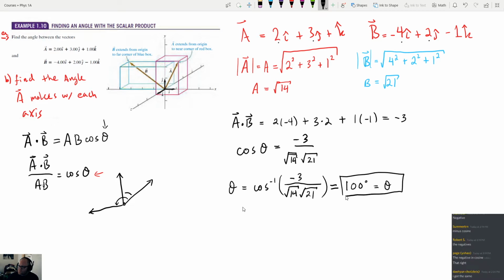How can you tell if it's acute or obtuse? Okay, so if the dot product is positive, it's going to be acute. If the dot product is negative, it's going to be obtuse. That's how you can tell. You got the same, you got 100 degrees, good. You're kind of lost, Andrew? What are you lost about?